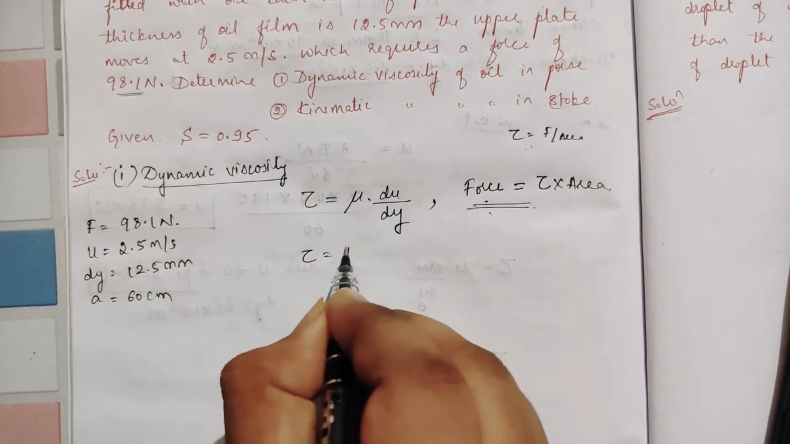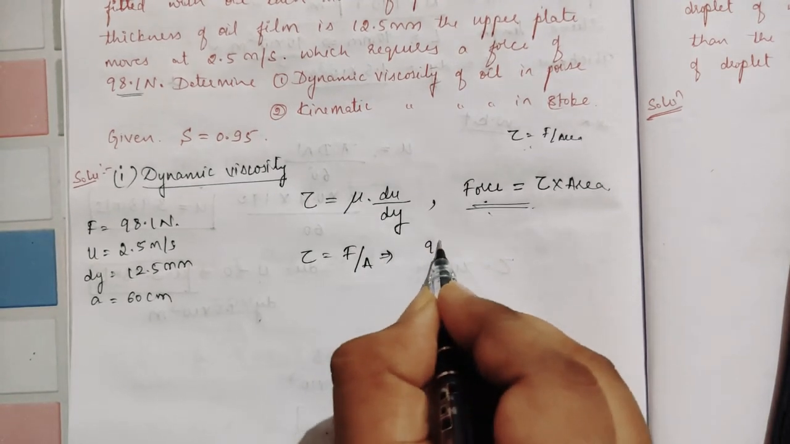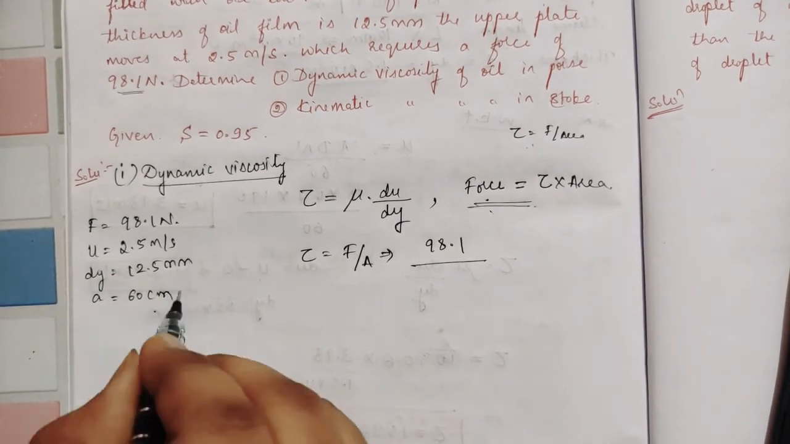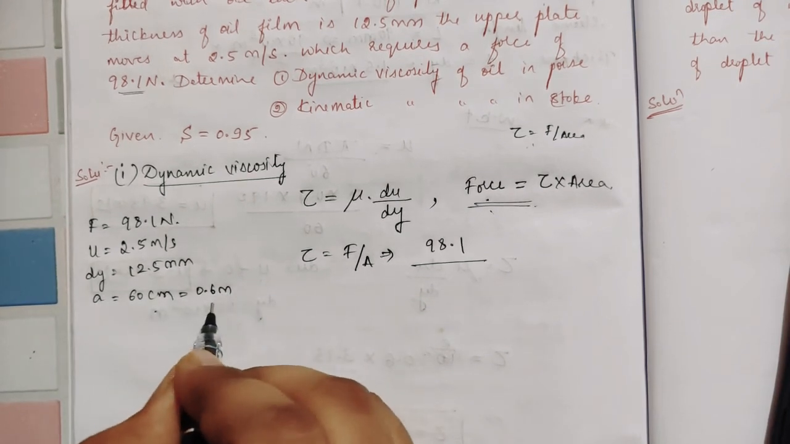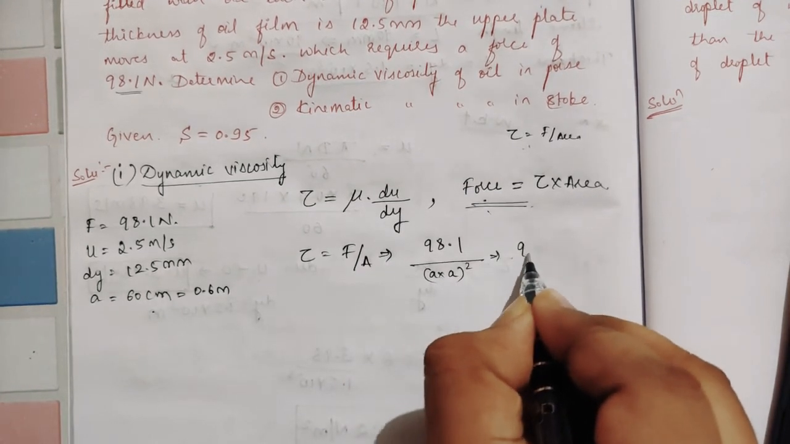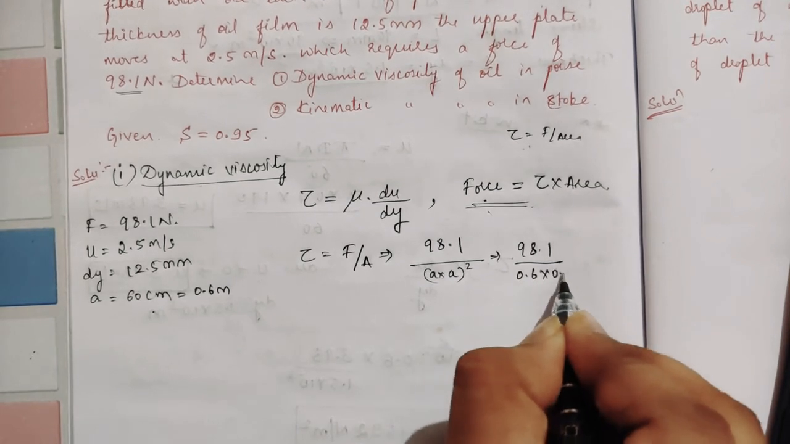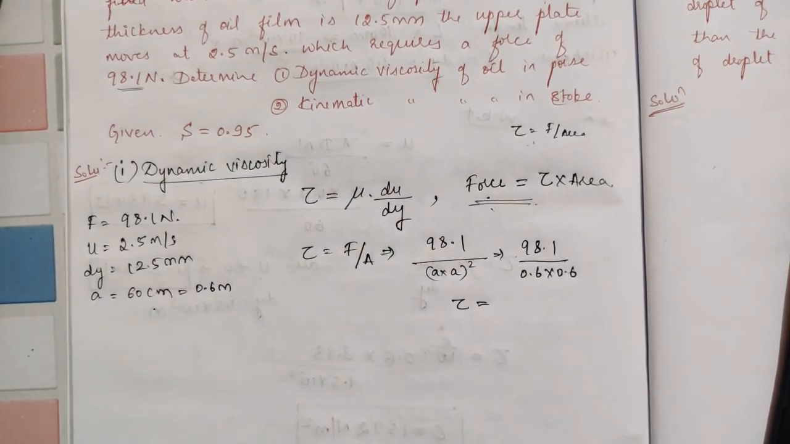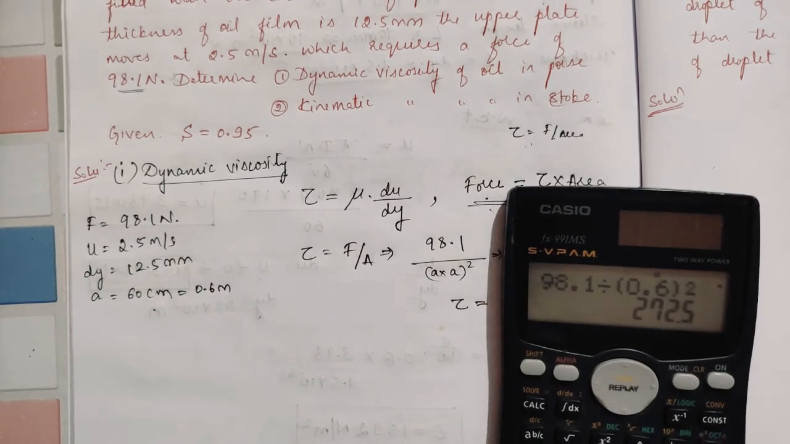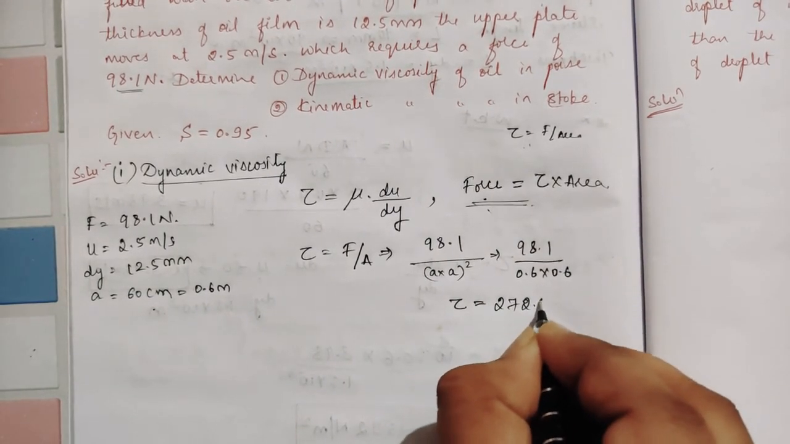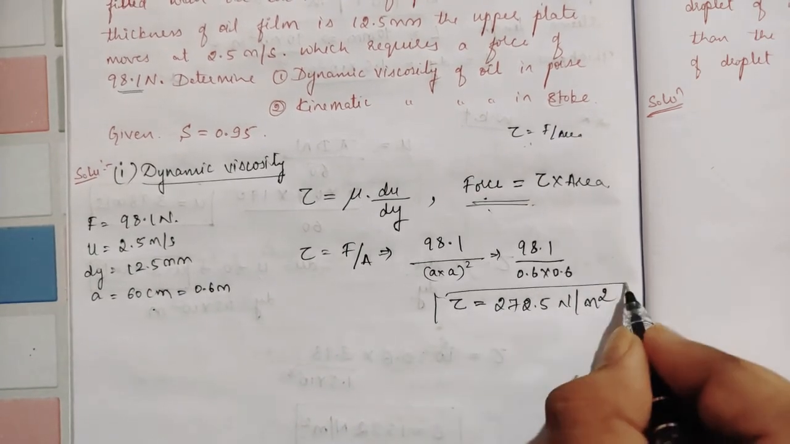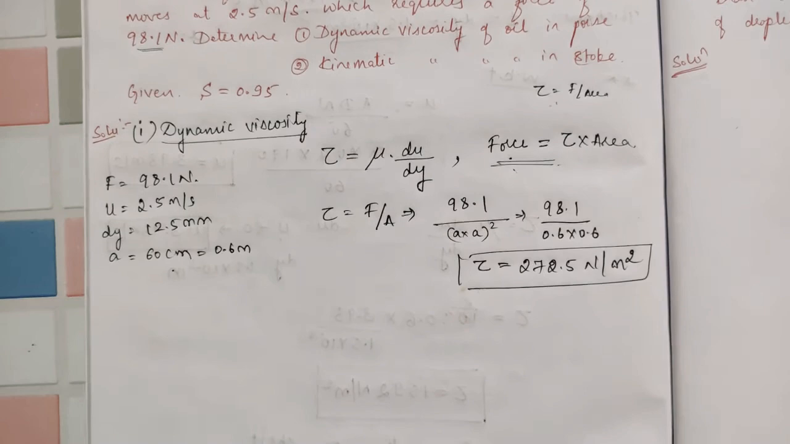So tau is equal to force by area. What is the force? 98.1. What is the area? It is a square plate, so 60 centimeter is 0.6 meter, and the area of the square is a into a. So tau will be 98.1 divided by 0.6 square, which is 272.5 Newton per meter square. Now I got tau.